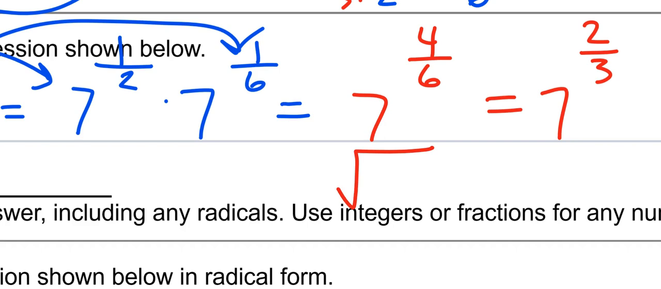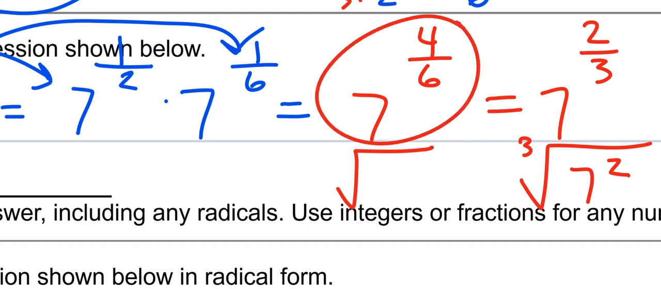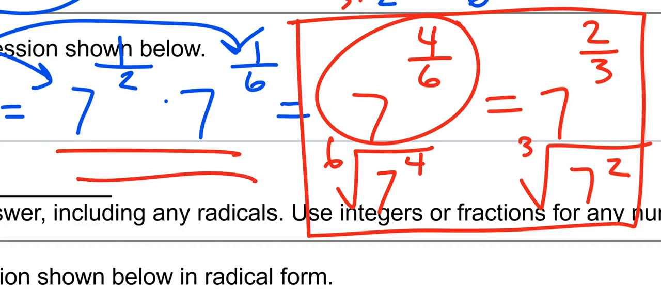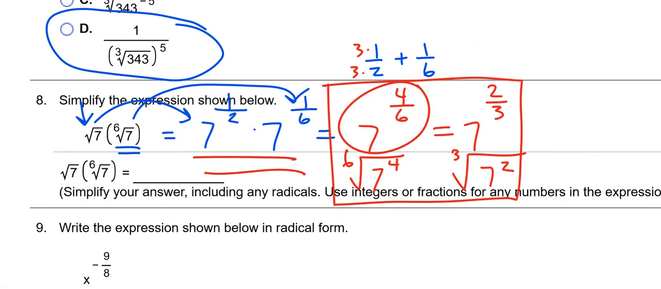It'd be the cube root of 7 squared. What's another one I would also accept? The actual answer. Right here, folks, what would the radical version of that be? The 6th root of 7 to the 4th. I would take any one of those 4 answers as long as you're showing me the work. No, there's no negative exponents. No negative exponents.